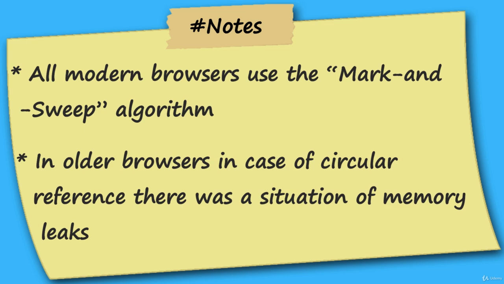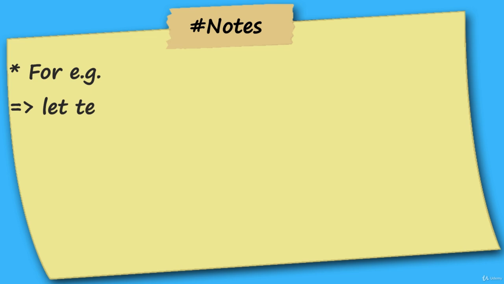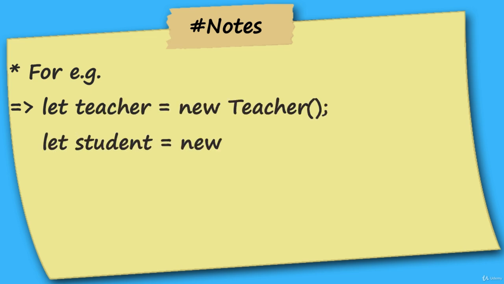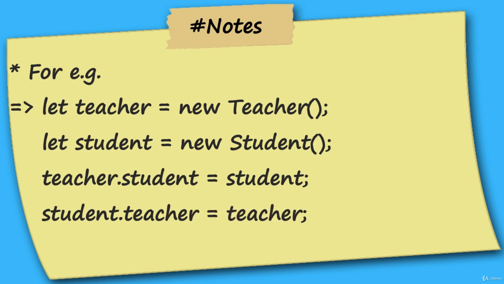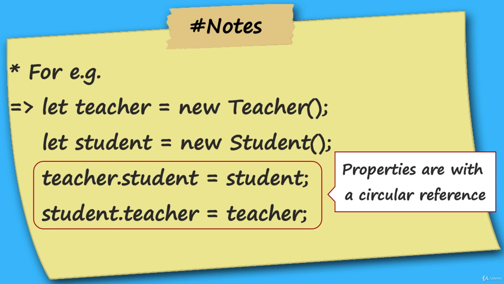Assume this situation where I have an object. I'll say let teacher is equal to new Teacher, which, assume, is a class. And we have student, where I create another object called student and I just say new Student. Now it might happen that teacher.student is equal to student and student.teacher equals teacher. So now here what happens is that the properties have a circular reference. In this kind of situation, older browsers used to leak the memory in case only one of the objects is set to null. But now that's not the case. The newer browsers are competent enough to handle these situations as well.